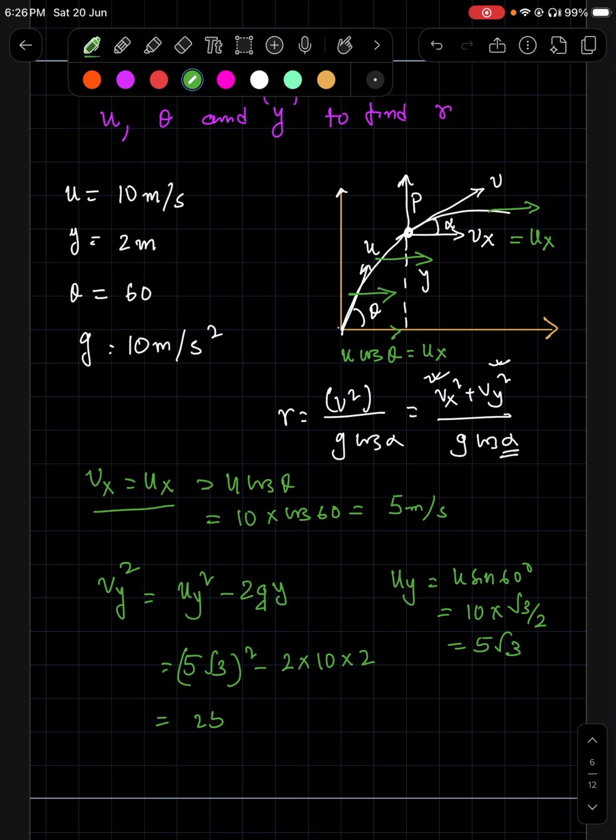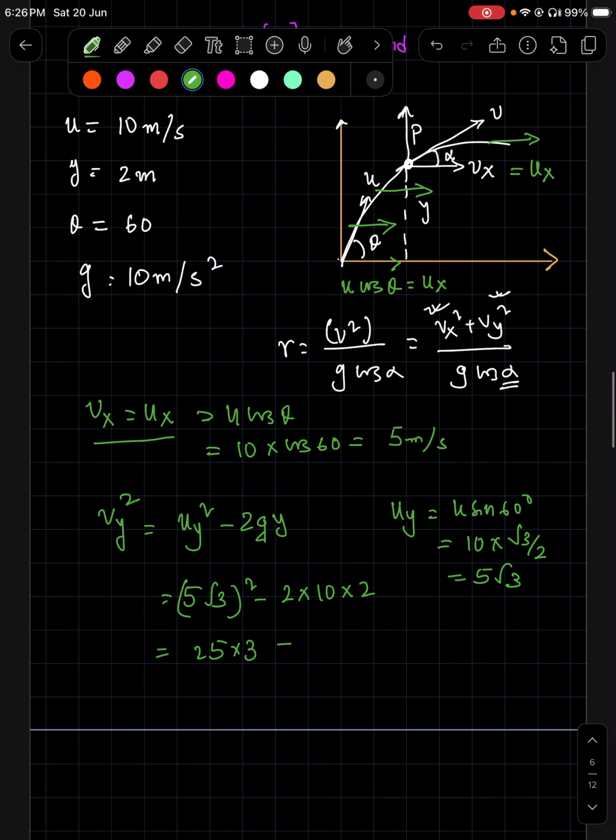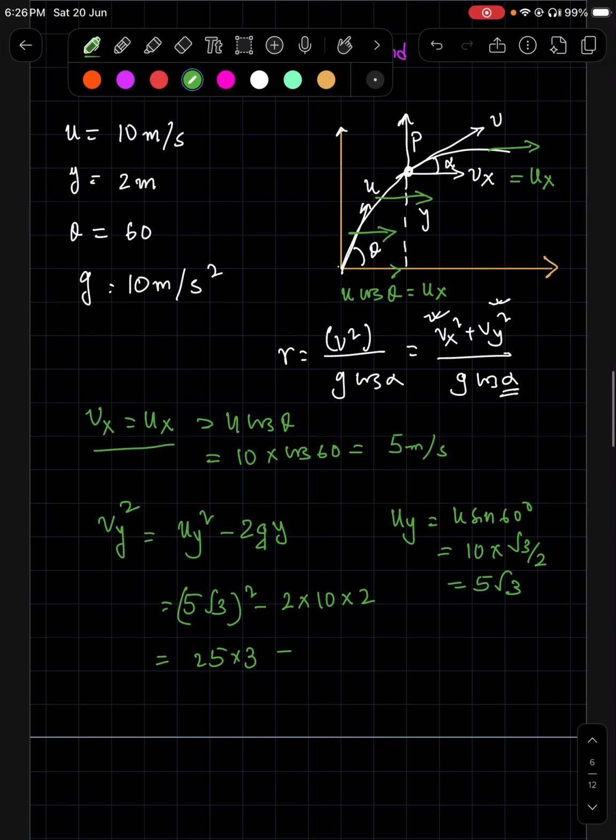It is 25 into 3, that is 75, minus 40. So it is 35. So Vy square we have found is 35.